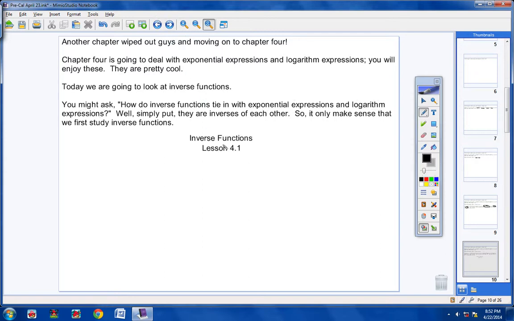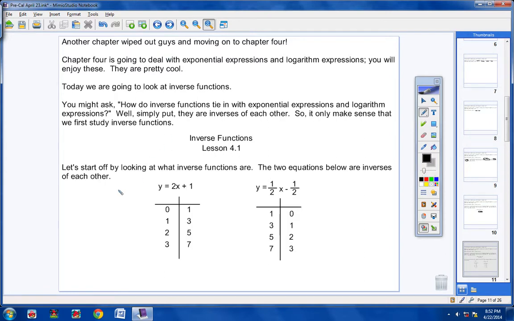Your heading today is Inverse Functions, Lesson 4.1, and the date today, if you'd like to stay on top of that, is 4/23. All right, copy these in your notes if you would, please. Let's start off by looking at what inverse functions are.